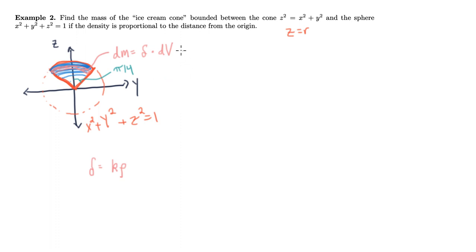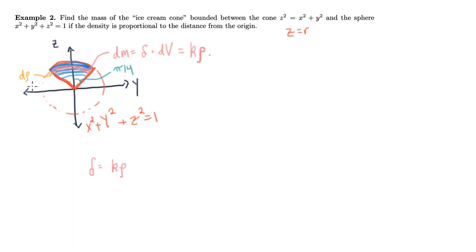Okay, so delta is really k rho, and k is just a constant here. Not kp, k rho, here we go. So k is the proportionality constant. And then what is dV? Well, the thickness of my volume element is d rho.